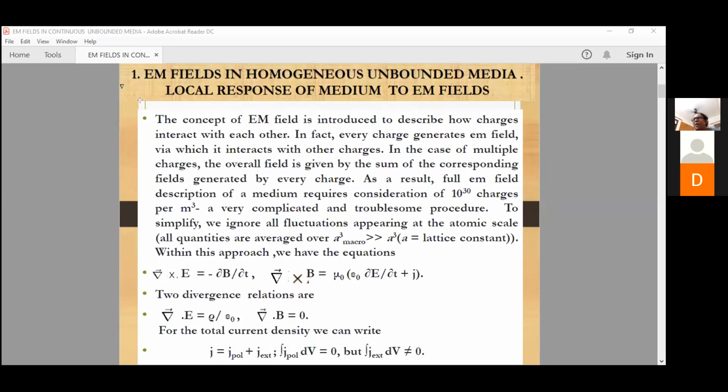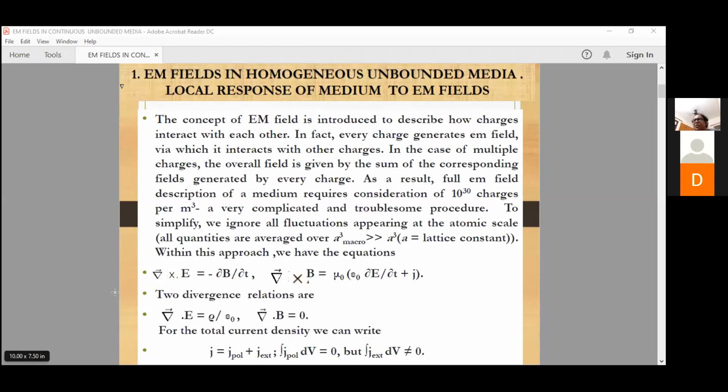A length A macro, and A macro is much greater than the lattice constant. So the A macro cube volume is much greater than the volume corresponding to a lattice constant, and we ignore all fluctuations in field at this scale. Ignoring fluctuations means averaging over a volume which is much larger than a volume corresponding to the lattice constant.